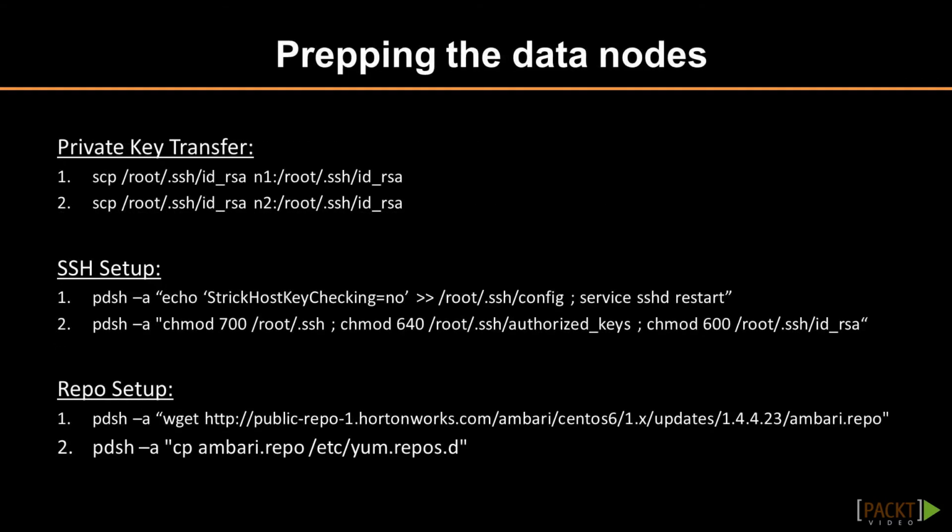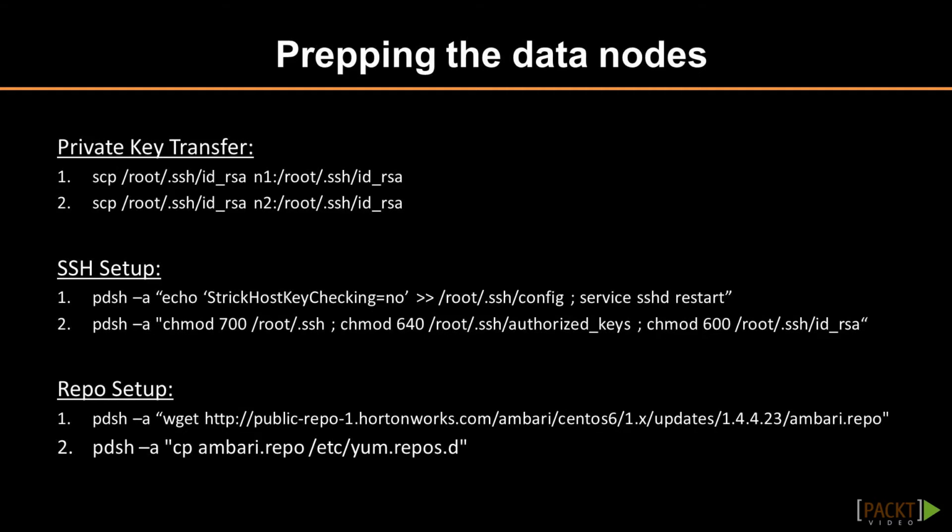The first thing we're going to want to do on the data nodes is prep them the same way we did for the head node by setting up passwordless SSH. The first step to setting up passwordless SSH is having the private key file. The private key file should be located at /root/.ssh/id_rsa.